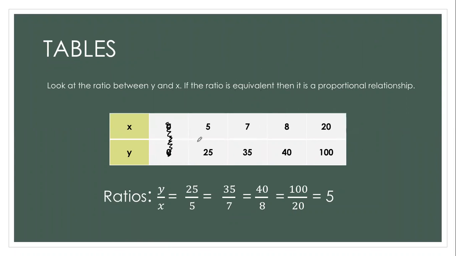To figure out if it's proportional, I need to see if the ratio between y and x are the same. So y over x, 25 over 5, well, that equals 5. 35 over 7, that equals 5. 40 over 8, that ratio equals 5. 100 over 20, well, that ratio equals 5. Because they all equal 5, my y over x for each one equals 5, I know that this is proportional because the ratio is the same for each y and x. So that tells me also my equation is y equals 5x.